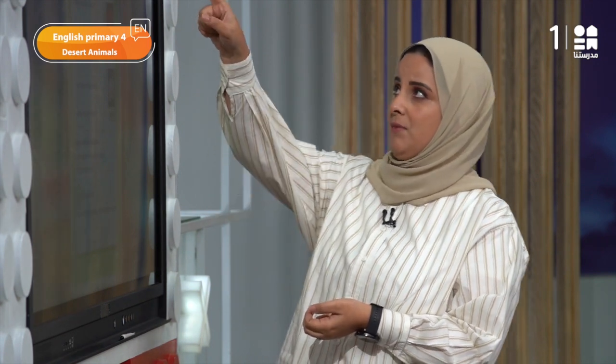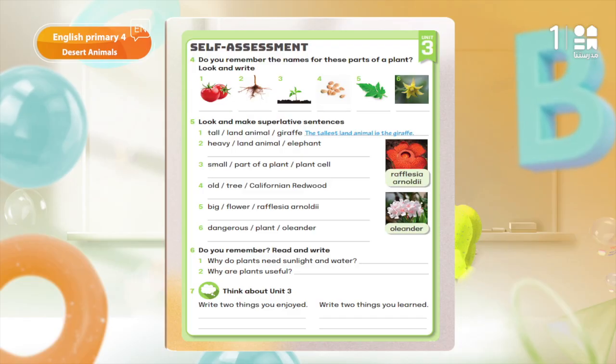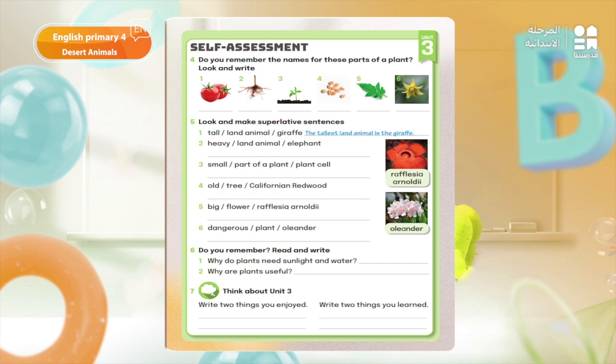myself. Exercise number 4. Do you remember the names for these parts of a plant? Look and write. تعالوا نتكلم عن كل picture شوية وبعدين نكتب أسامي pictures. What can you see? Look at them.